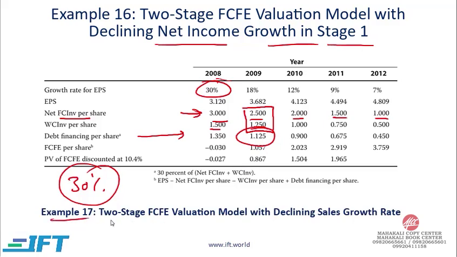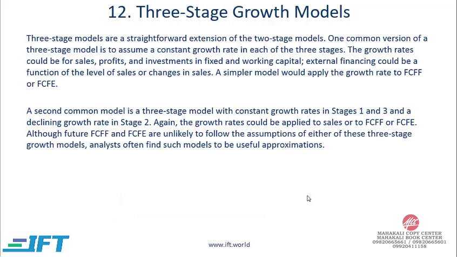Example 17 talks about two-stage FCFE valuation with declining sales growth rates. All these are fairly straightforward, just different ways of doing essentially the same thing. If you have time, you can go through that example. And then three-stage growth models.